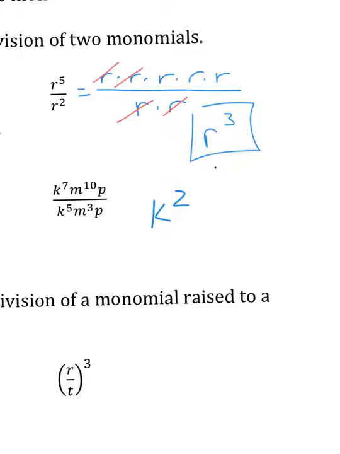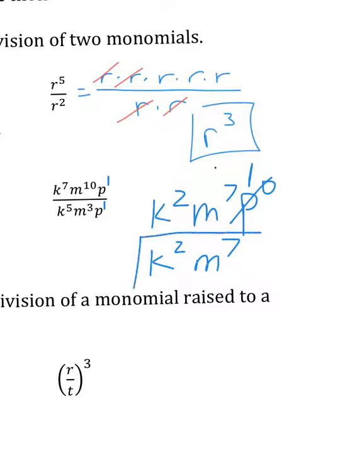Now if we subtract the 10 and the 3 for the m's, we get m to the 7th. Now this p is a little different. We have a p to the 1st on the top and a p to the 1st on the bottom. 1 minus 1 is 0, so that gives us p to the 0. We remember that anything to the 0 power is always going to equal 1. So we can just say that's 1, which means our final answer is k squared m to the 7th times 1, which is just k squared m to the 7th.